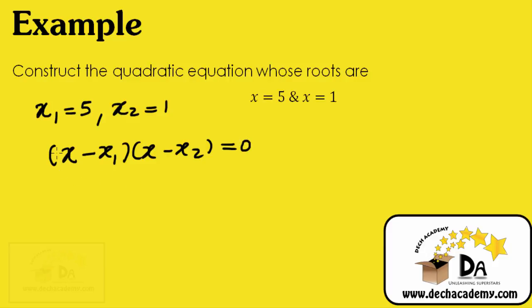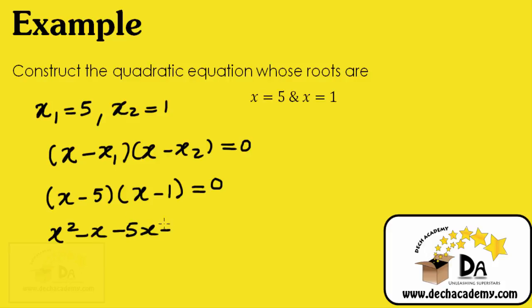So what I'm going to do next is replace x1 with 5 and x2 with 1. And that gives (x minus 5)(x minus 1) equals 0. Expanding gives x squared minus x minus 5x plus 5 equals 0. So I'm just going to simplify this to give x squared minus 6x plus 5 equals 0. So this is the quadratic equation whose roots are 5 and 1.